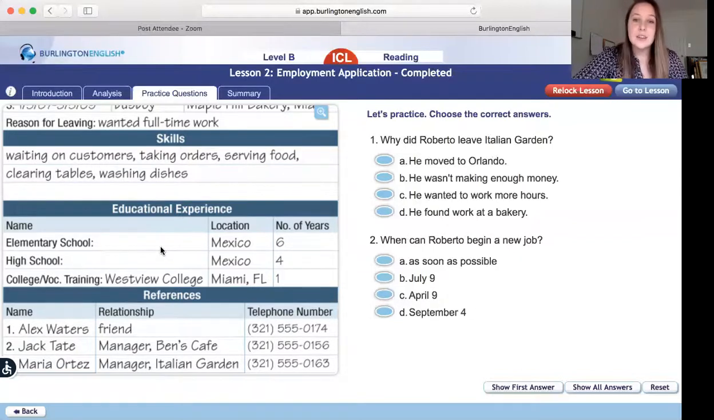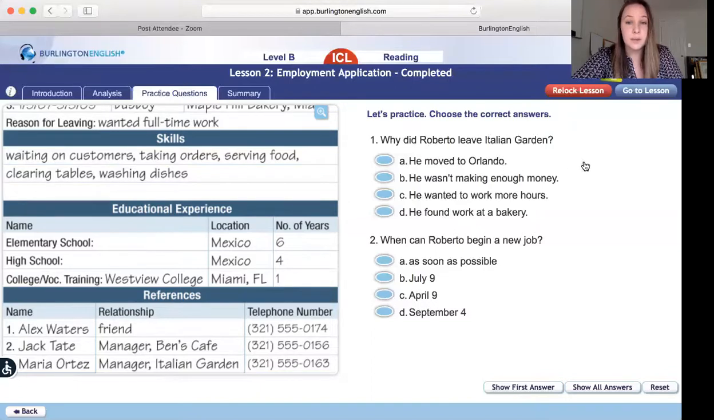Now we can look at the answers. As you're taking a test, you know that one of these is going to be the correct answer. That is the beauty of tests. That is not true in the real world, but it is true on tests. So if we read number 1, why did Roberto leave Italian Garden? We know it is one of these 4 answers.